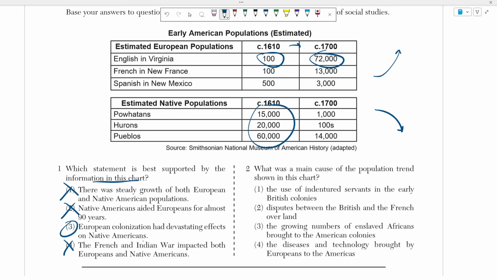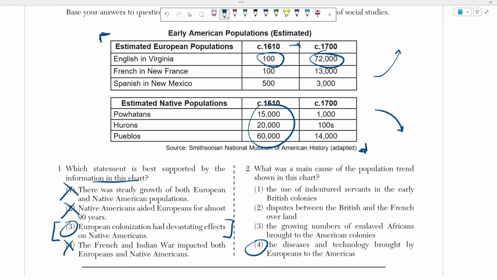Now, number 2 asks us, what is the main cause of the population trend shown in the chart? So what is the cause behind this trend? We're no longer making a statement based on this chart. We're trying to explain this statement with our own knowledge of U.S. history. And the correct answer is going to be choice 4. The diseases and technology brought by Europeans to the Americas caused this drastic decrease in their population.